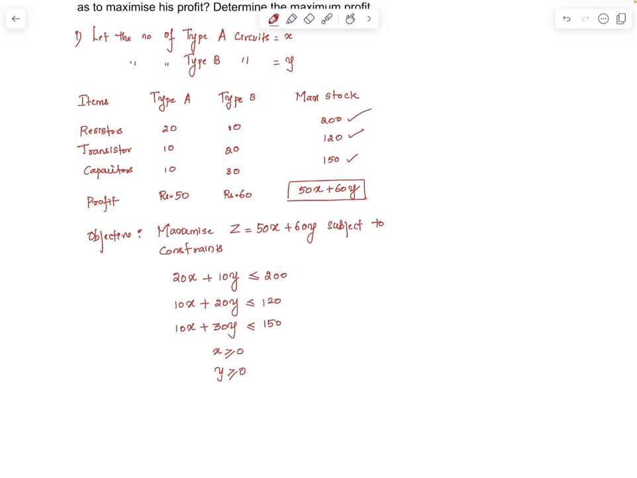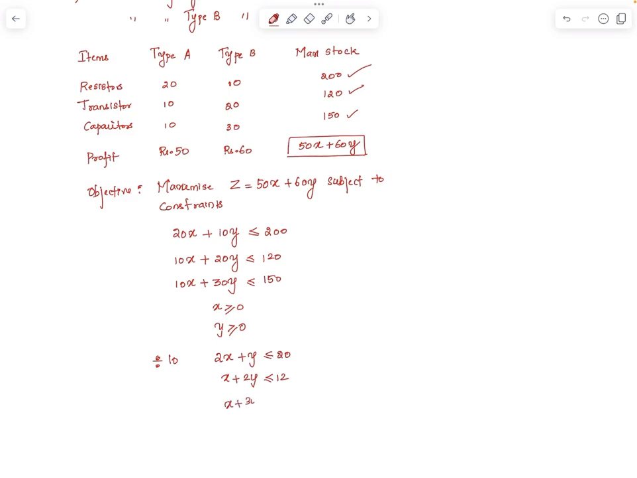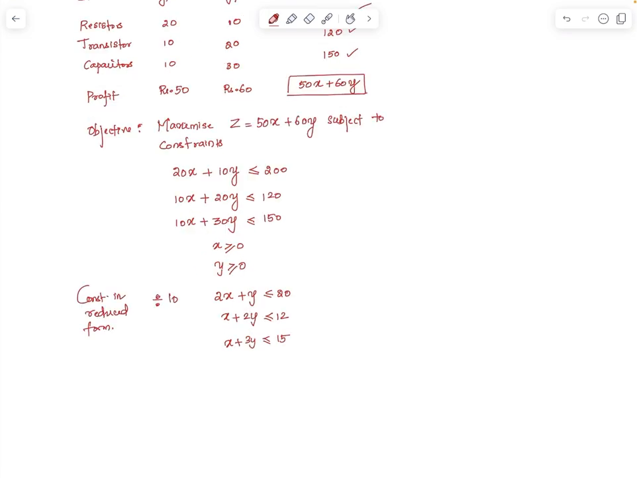Before we start graphing this, let us reduce all the three equations. Dividing the equations by 10, we get 2x plus y less than or equal to 20. X plus 2y is less than or equal to 12. X plus 3y is less than or equal to 15. So these are the constraints in the reduced form. All these are inequalities. Let us convert them to equalities, get the table of values and plot it in the graph. For 2x plus y is equal to 20.